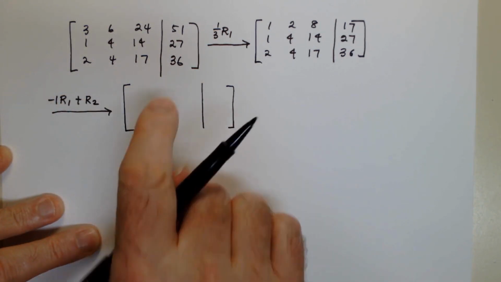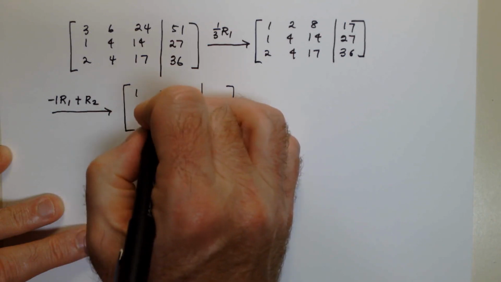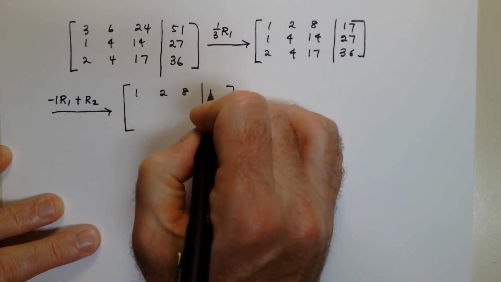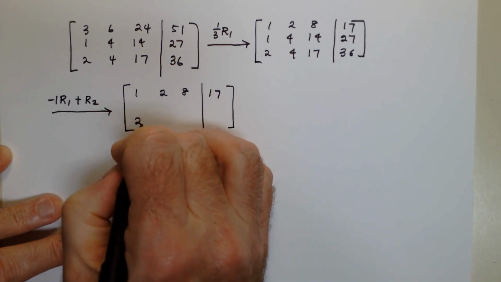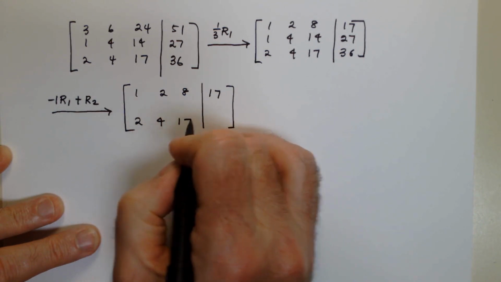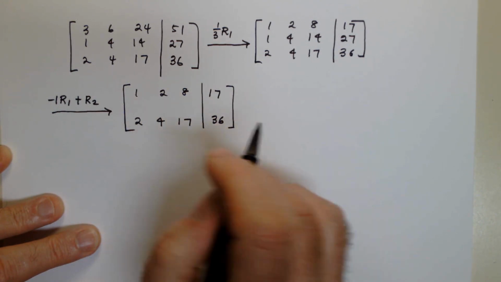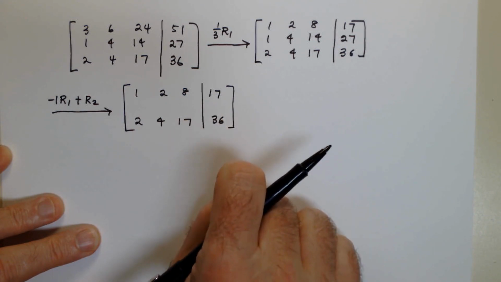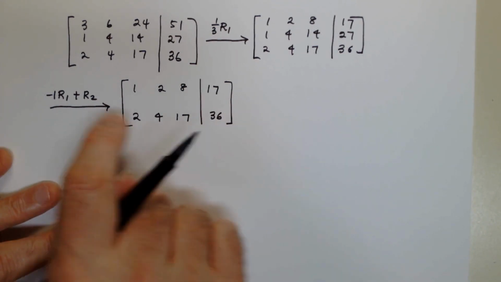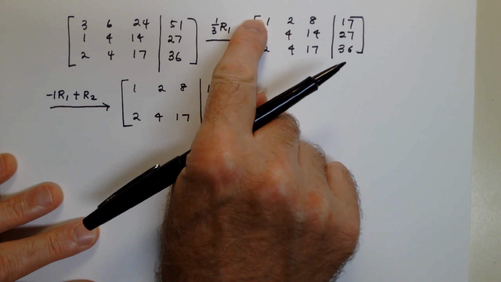Now let's think about this. Row 1 is not changing, so I'm going to rewrite that one right away. And row 3 is not changing, so I'm going to write that one right away. And now I'm going to concentrate on the changes that are going to be affected in row 2. Now remember, I'm using row 1, so I'm multiplying by -1 and adding down.